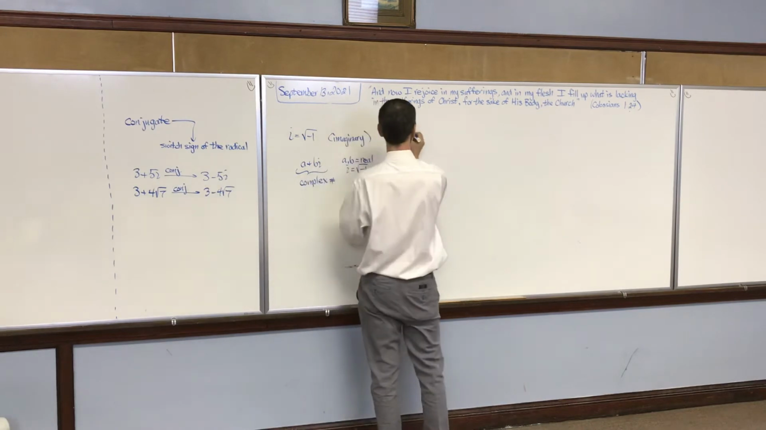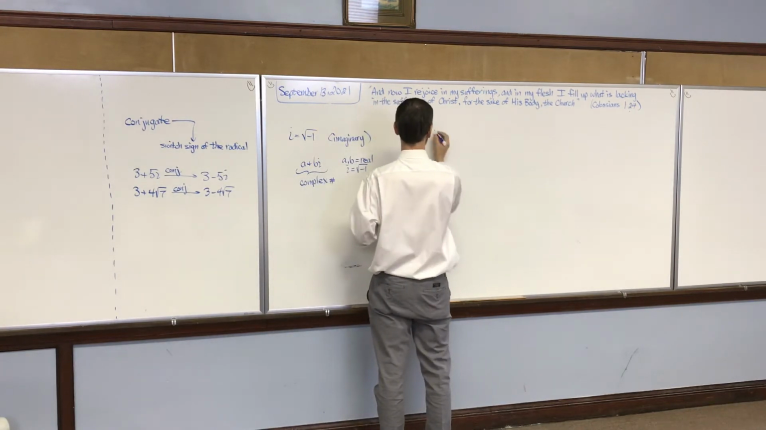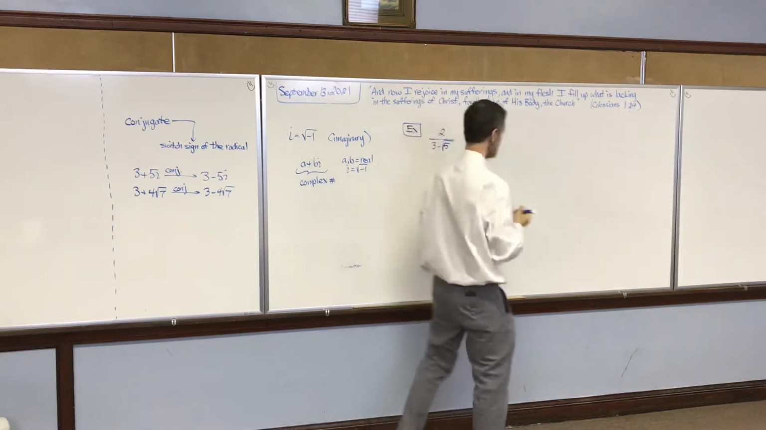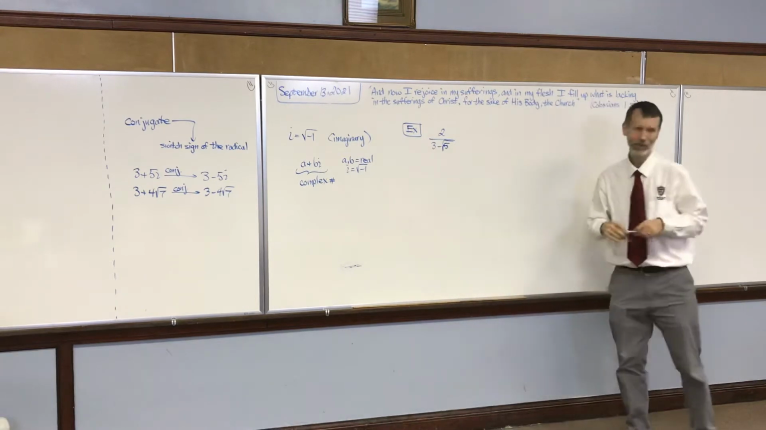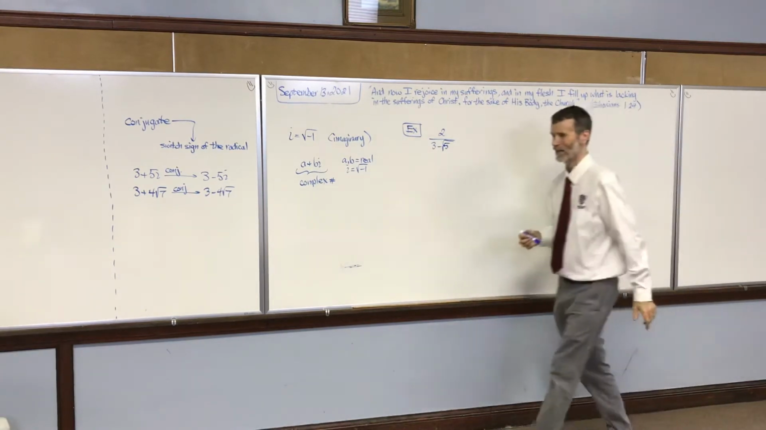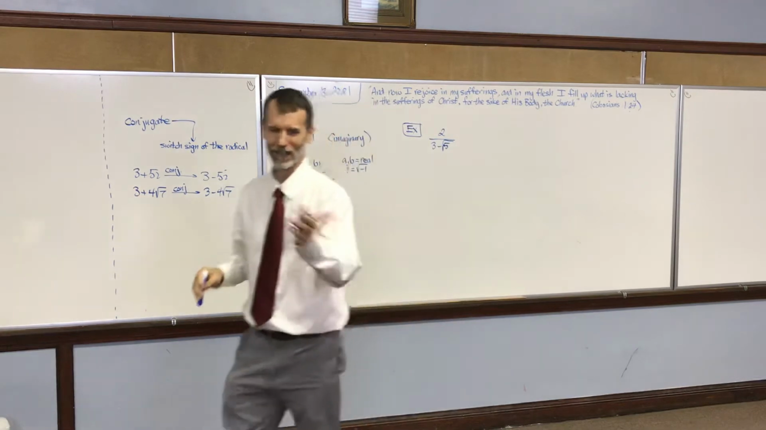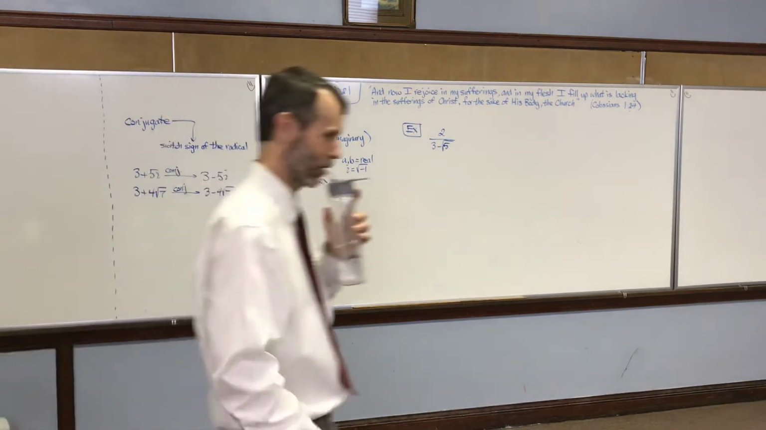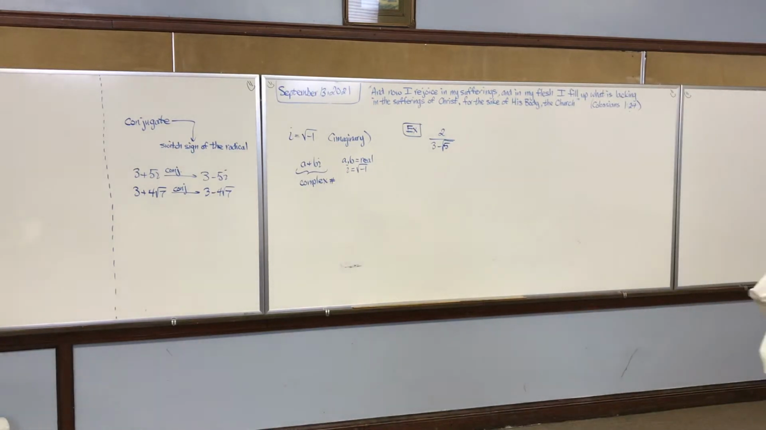Let me do a quick review, and then I'll do a new one. 2 over 3 minus radical 5. Can I leave it like that? No. Why not? Because you can't have a radical in the basement. Correct. You cannot have a radical in the basement. So how do you get rid of it? Multiply by the conjugate.